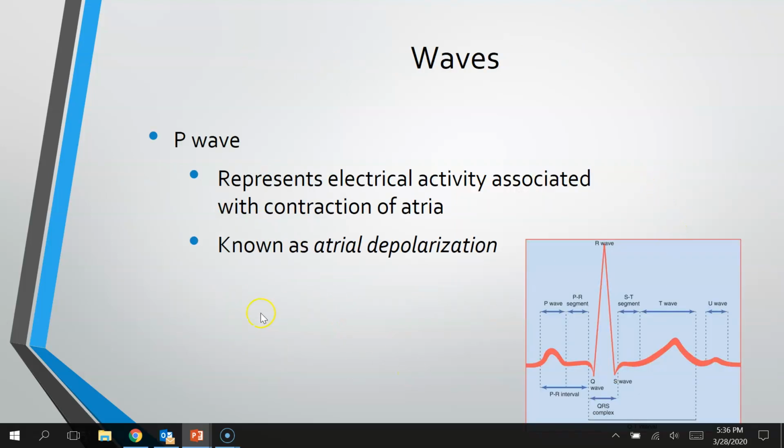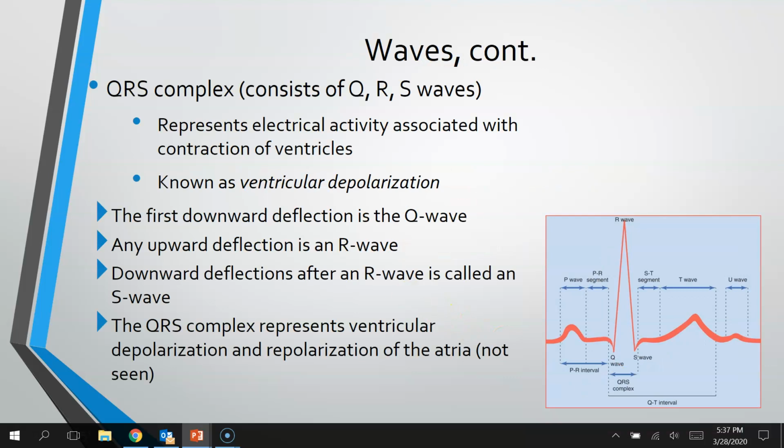So again, we've talked about this P wave. This is the electrical activity associated with the contraction of the atria. It's also known as atrial depolarization. So as the atria contract, that's when it depolarizes. The QRS actually shows the electrical activity of the contraction of the ventricles. And this is known as ventricular depolarization.